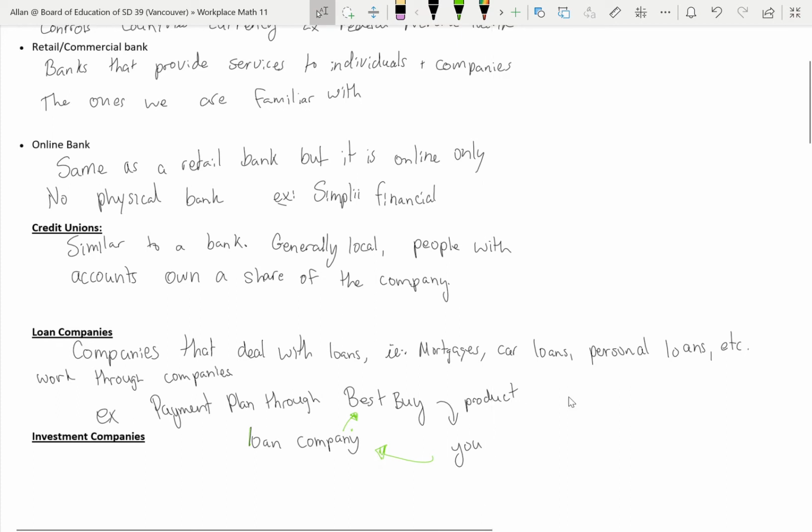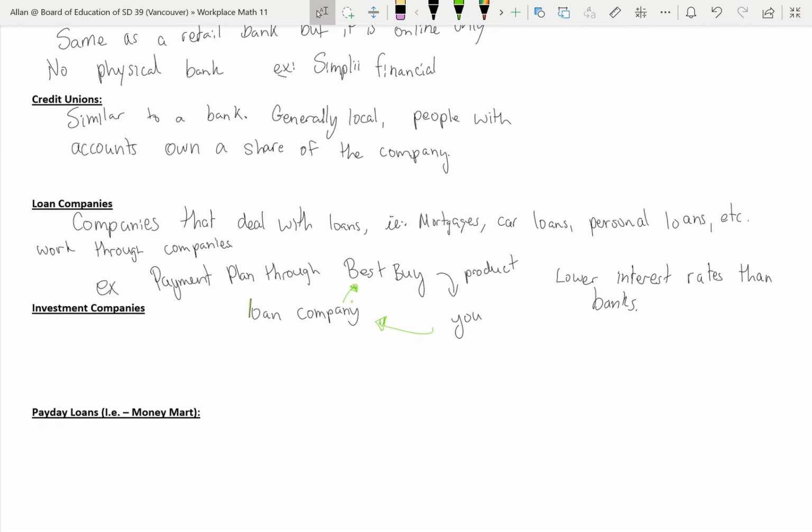And why these exist is that they often have lower interest rates than banks, which is why you can get away with having no payments for 36 months, or you can buy a car through a car company and have smaller payments than if you were to go to a bank, take out a loan, and pay for the car yourself.